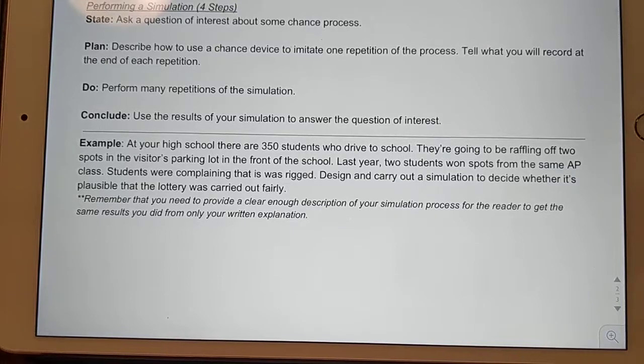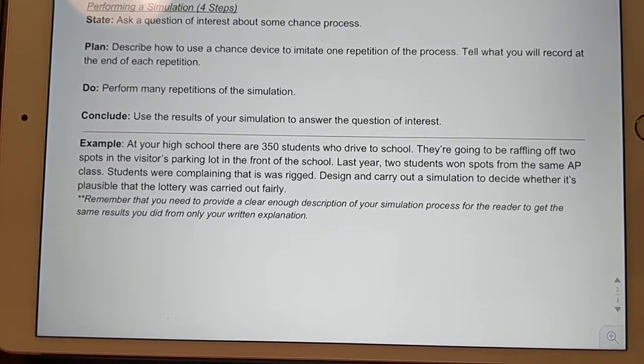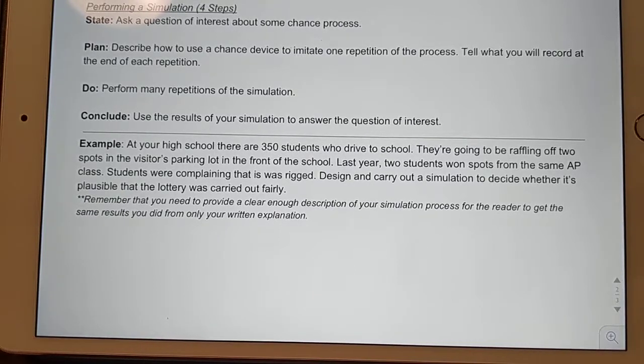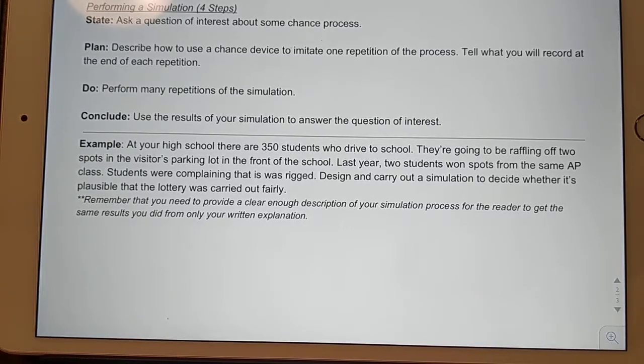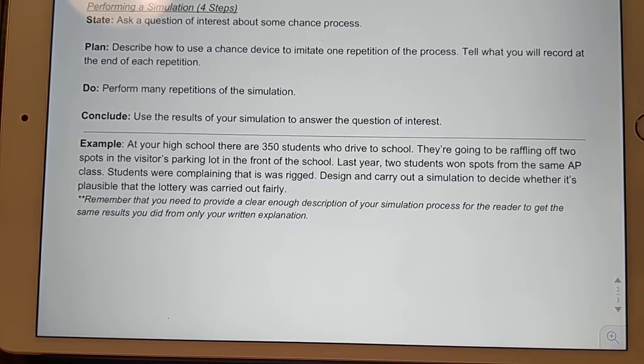There are 4 steps. First, state: state the question or ask a question of interest about some chance process. Plan: describe how you use the chance device to imitate one repetition of the process. Tell what you will record at the end of each repetition. Do: perform many repetitions of the simulation. And then conclude: use the results of your simulation to answer the question of interest.